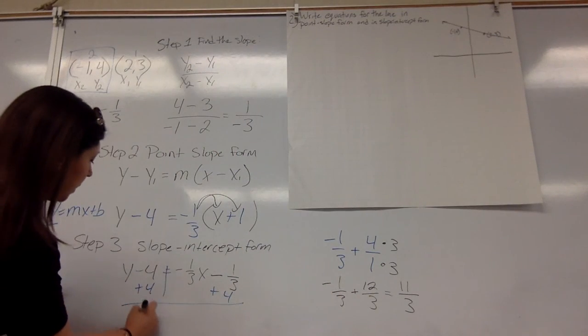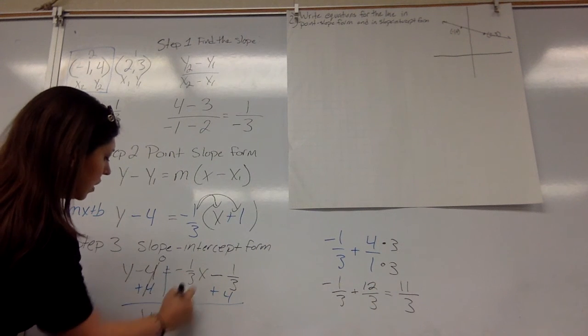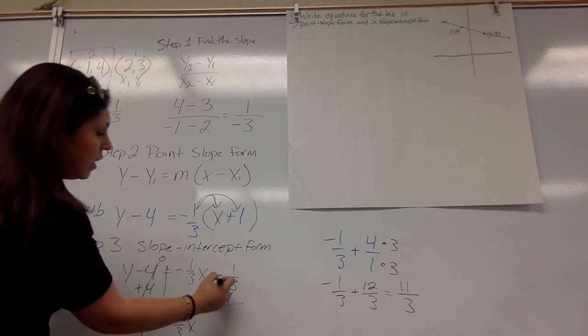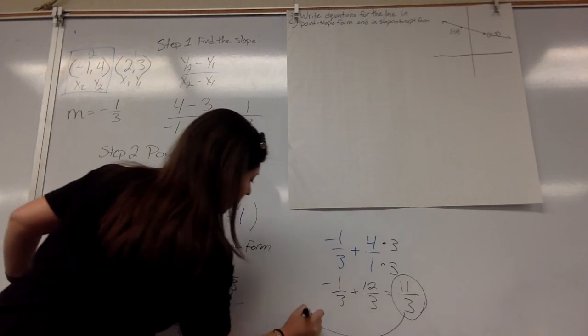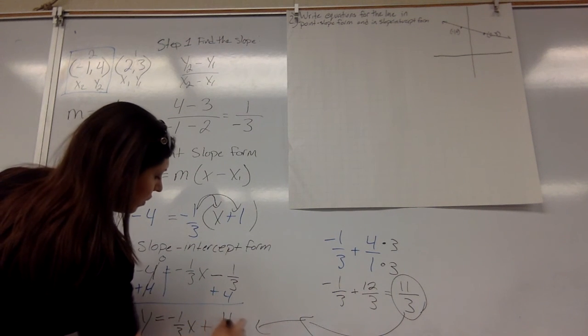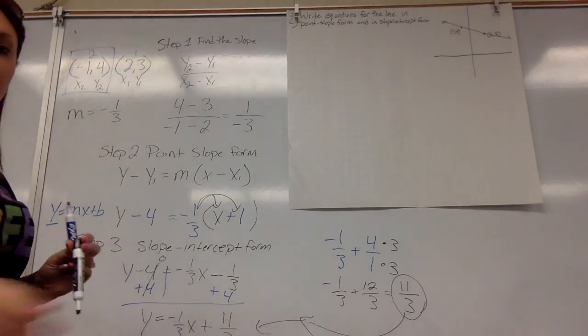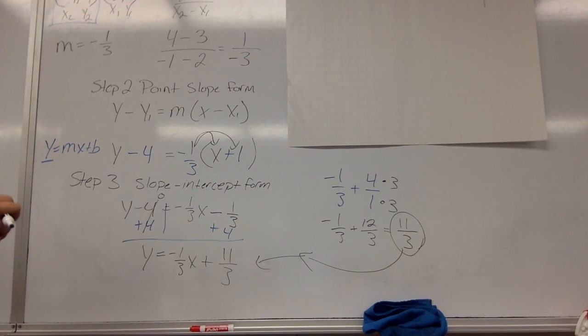So this ends up being y, this becomes a 0, equals negative 1 over 3x. And it's going to be a positive, I'm going to bring this over, whoops, way over, 11 over 3. So then this ends up being our final answer. Let me bring this down just a tad bit so you guys can see that. All right?